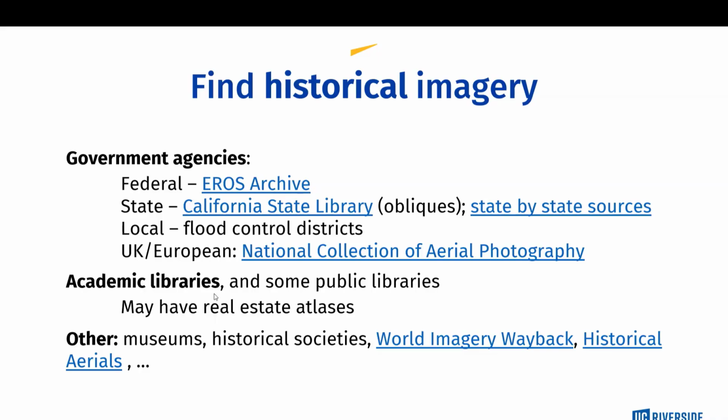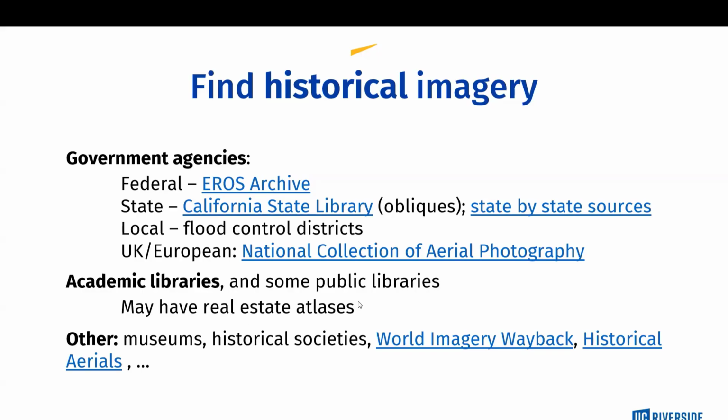So anyway, that would be a great one to explore sometime if you're interested in history. Academic libraries, a lot of us have historical imagery, also some public libraries, maybe like the bigger ones, like LA Public or New York Public Library. One subcategory of historical imagery that might be of interest is something called real estate atlases.